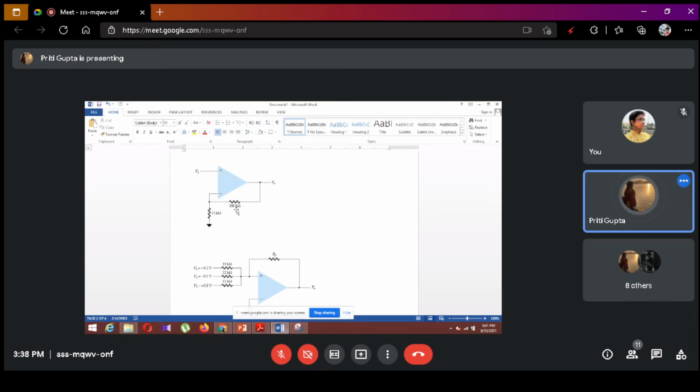This is A. Now write down B. What input must be applied so that in the output side we can get 2.4 volt? What input must be applied? Same circuit, okay? What input must be applied so that in the output side we can get 2.4 volt?